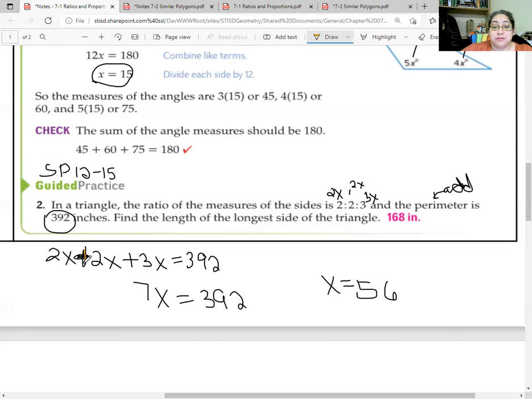That was a plus. Now that I know the value of x, I can see what I was being asked to find. Find the length of the longest side. Since this part of my ratio has the biggest number, 3x is my longest side. And so the value of my longest side is whatever I get when I take 3 and multiply it by 56. That should be 168. Is it?